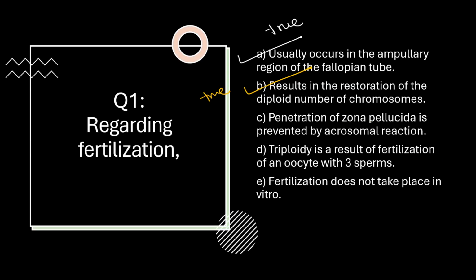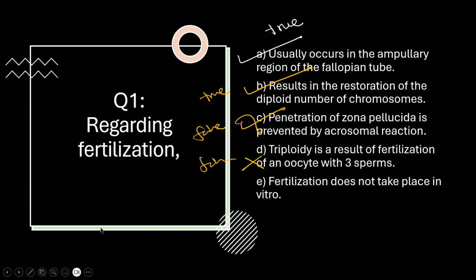Penetration of zona pellucida is prevented by... actually it is the opposite. It is a false statement. The acrosomal reaction is the one which enhances penetration as well as the fertilization. Without it, it will not happen. Triploidy is a result of fertilization with 3 sperms. Again, a false statement.